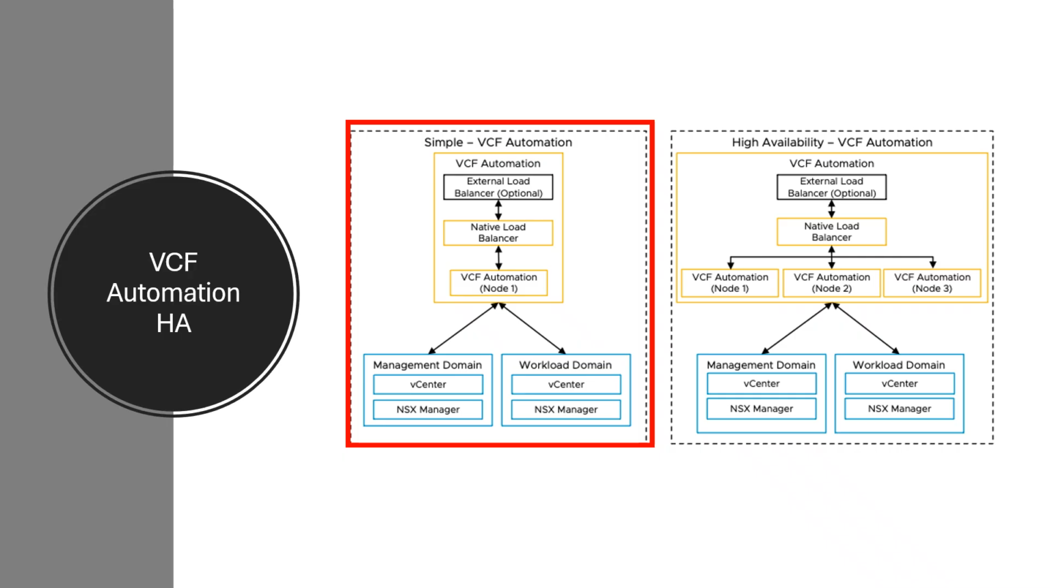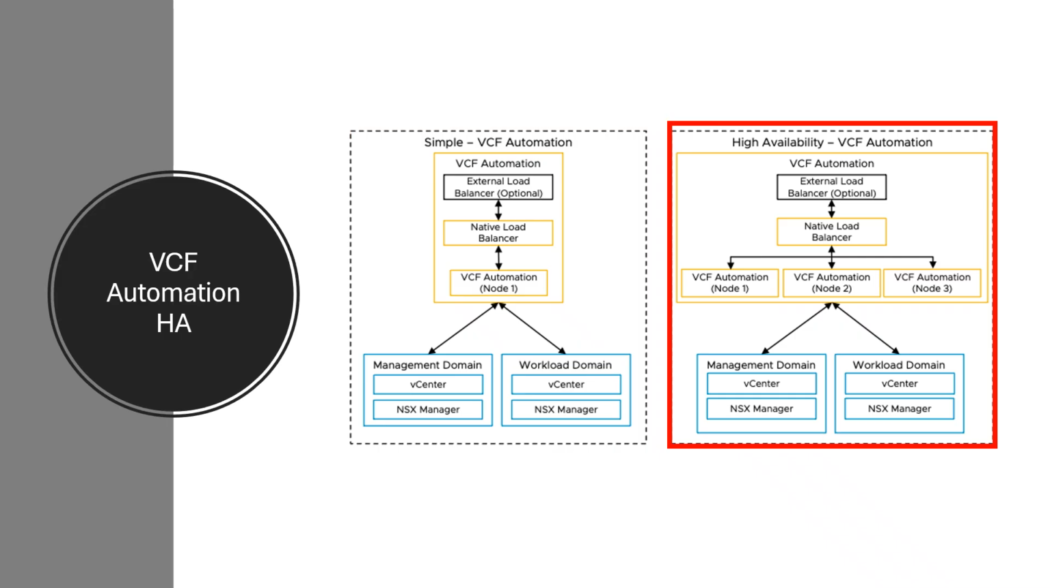Now let's explore the second option, high availability in VCF automation. Here, instead of one node, we deploy multiple VCF automation nodes, usually three. These nodes sit behind the native load balancer, which distributes traffic across them. What is that native load balancer? How is it used? I'll explain in the upcoming slides.